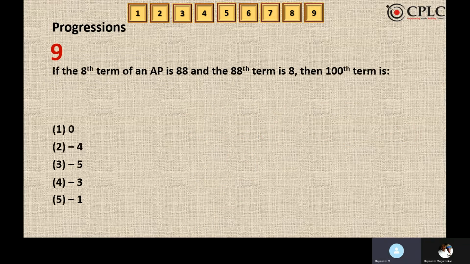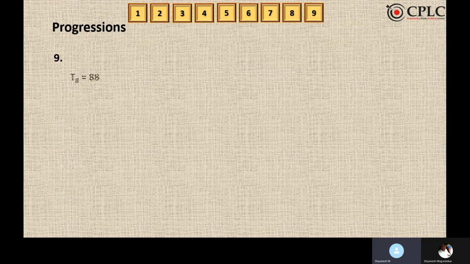The last one from progressions is a very, very easy and straightforward question. The 8th term of an AP is 88 and the 88th term of an AP is 8. Then find the 100th term. So we have to use the AP formula for Tn, a plus n minus 1 into d. So the 8th term is 88, that is a plus 7d is 88, and the 88th term is 8, so a plus 87d is 8.